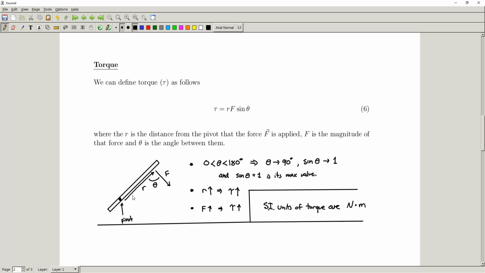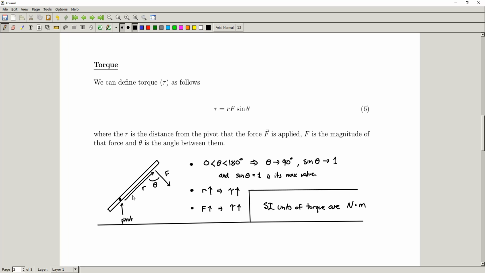But since we're taking the sine of this, and since this angle is always going to be between 0 and 180 degrees, as theta gets closer to 90, sine gets closer to 1 from either side, right? And our maximum value for sine theta is going to be 1. So the closer our angle is to giving us a perpendicular application of this force to the object, the higher our torque is going to be.